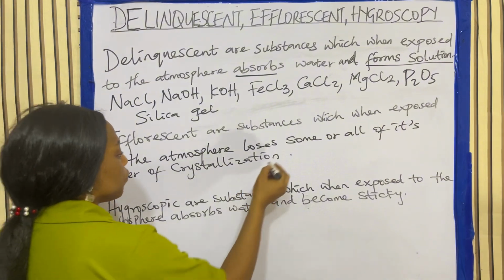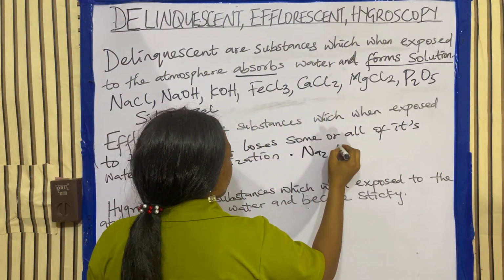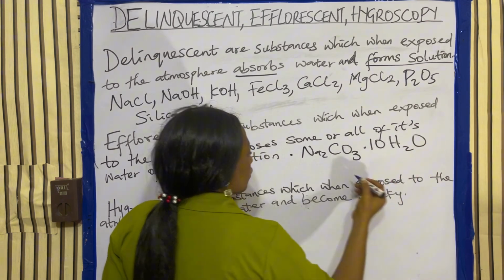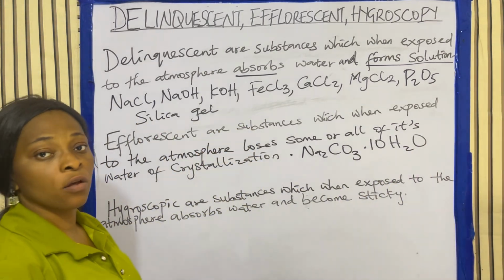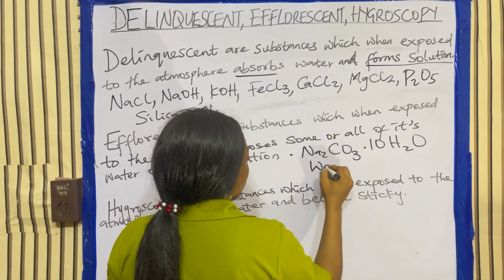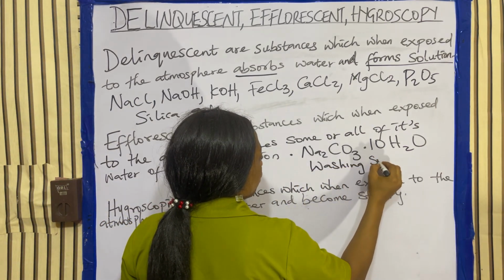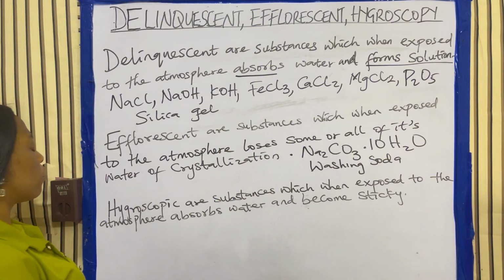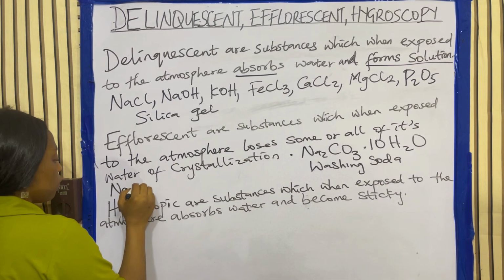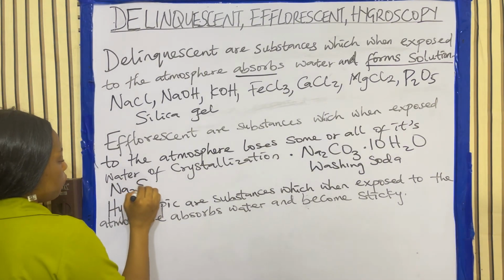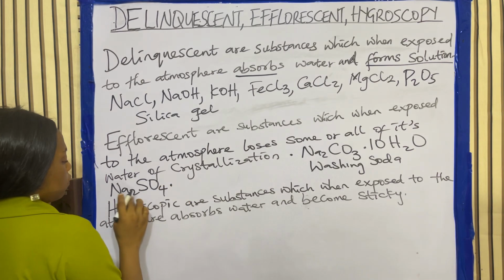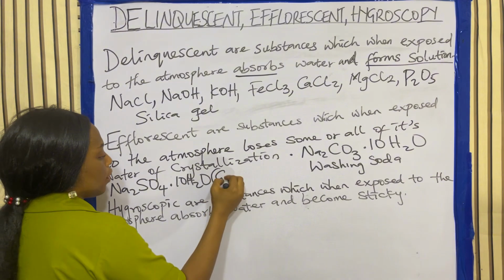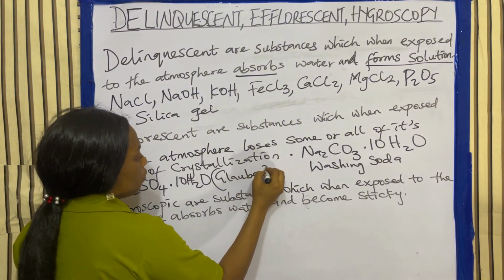Example, you have your sodium trioxocarbonate(IV) decahydrate. This one we also call washing soda. We also have sodium tetraoxosulphate(VI) decahydrate. This one is also known as Glauber's salt.